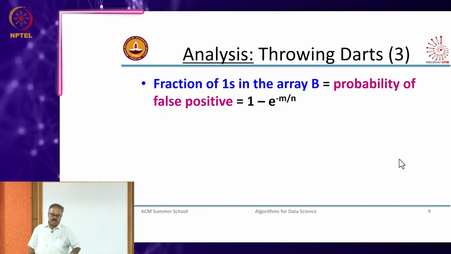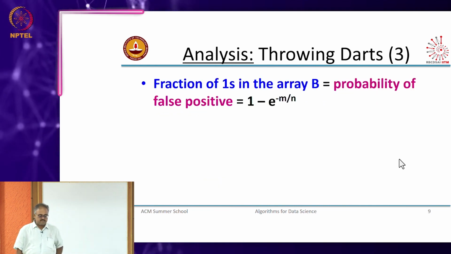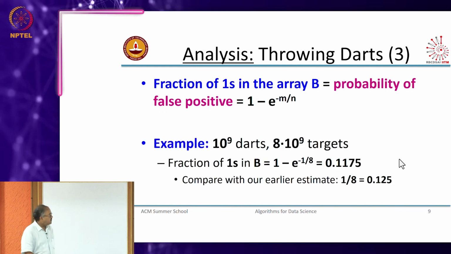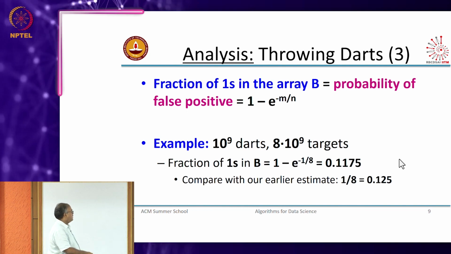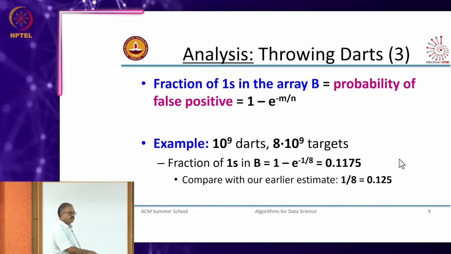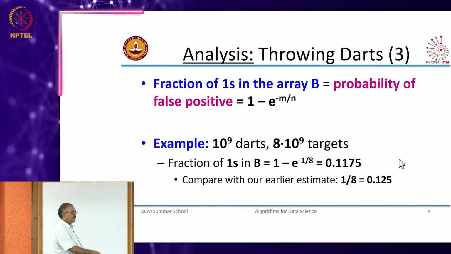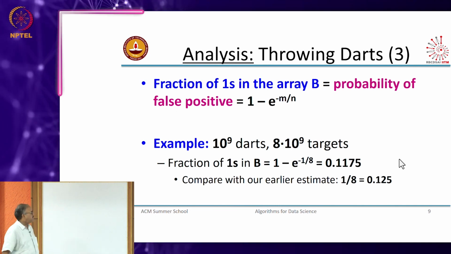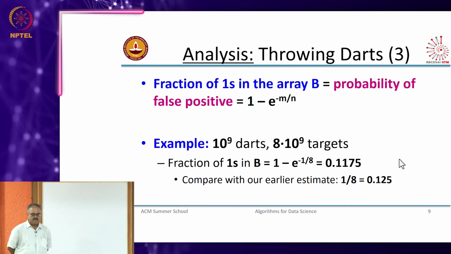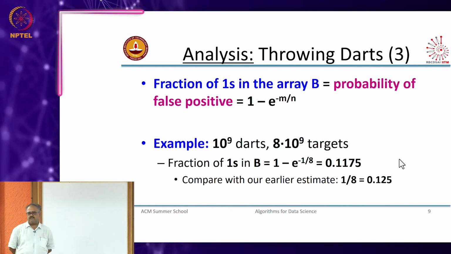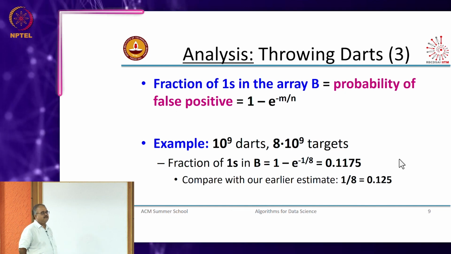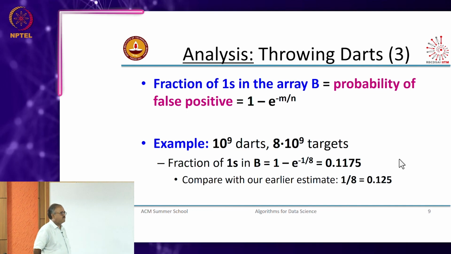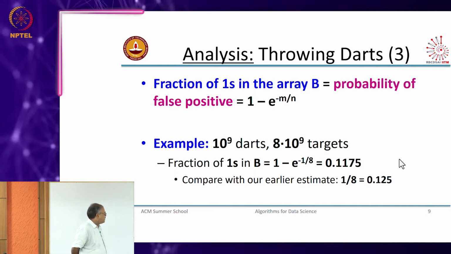So, let us look back at our example here. We had a billion addresses, I think, and 8 billion targets is what we had, and so the fraction of ones is going to be 0.1175. So, 1/8 was not too far off. Okay, good.